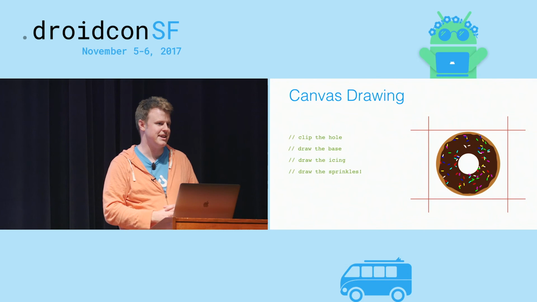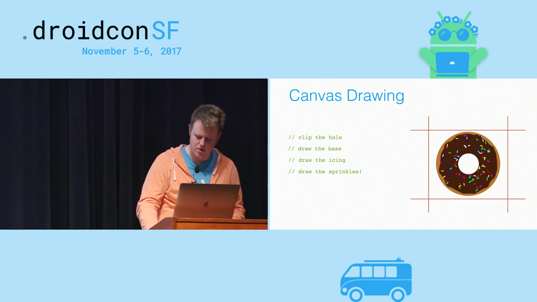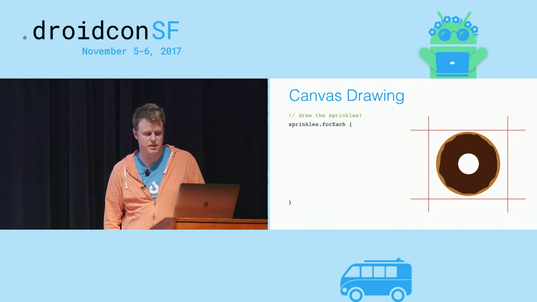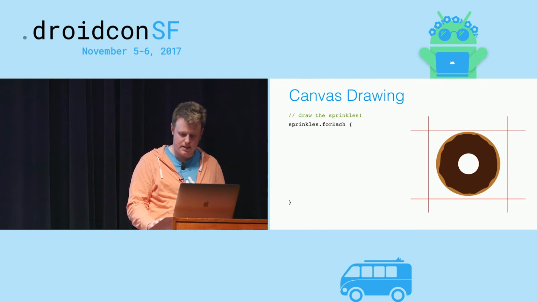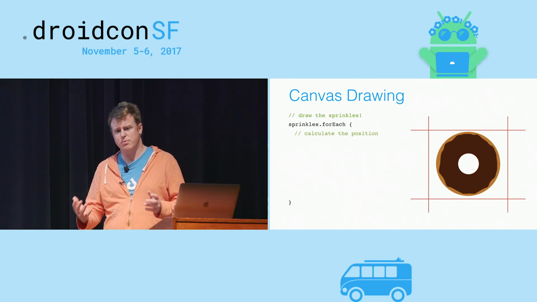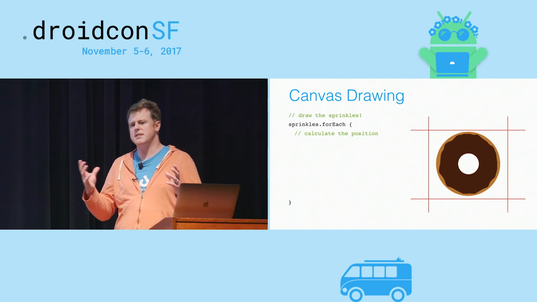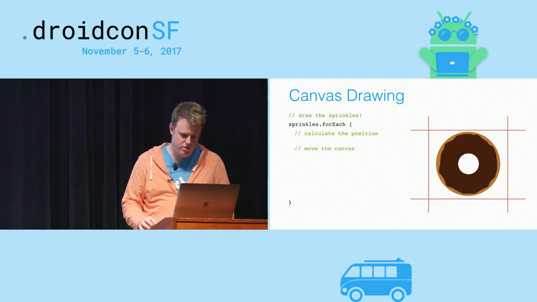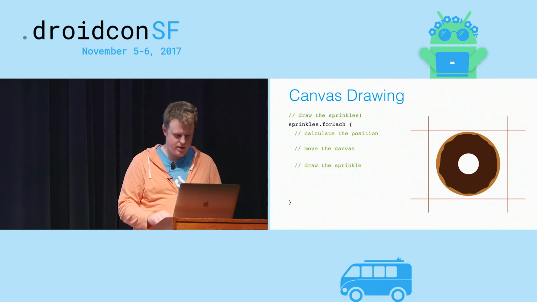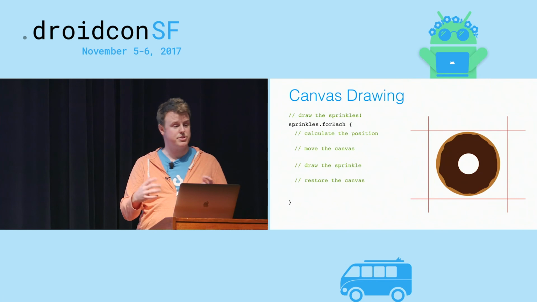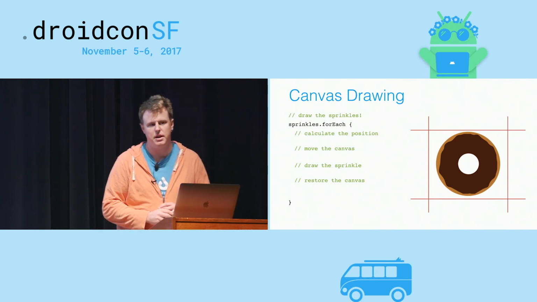Pretty straightforward. It's like 1 int and 3 floats. So, how do we draw these? Well, there's a few steps that we need to do for each of these sprinkles. We need to calculate the position. The sprinkle stores that information, but we need to determine it based on the size of the donut and whatnot. We need to move the canvas, and I'll talk about why we're moving the canvas in a minute. We need to draw the sprinkle, and we need to restore the canvas. As I said before, anytime we modify the canvas, we need to restore it.